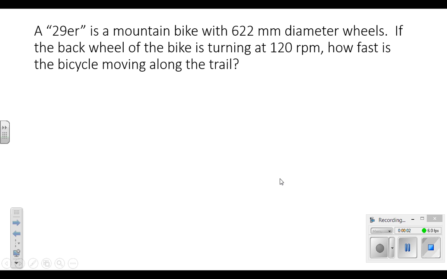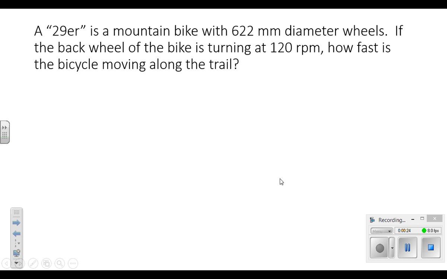This is a problem in which we're going to do some conversion back and forth between linear quantities and rotational quantities. It says a 29er is a mountain bike with 622 millimeter diameter wheels. It's kind of strange that they're called 29ers because they actually don't have 29-inch wheels. 622 millimeters isn't anywhere close.